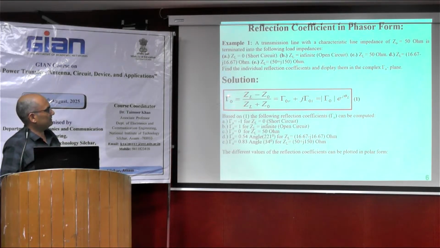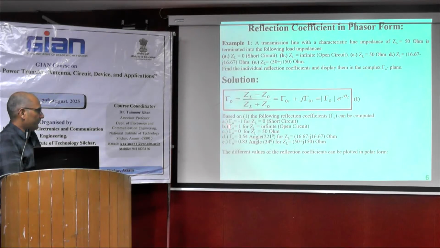Okay, then this is the formulation for calculating the reflection coefficient: you put these values in to find five different values of reflection coefficient. Five different representations of these impedances in terms of five different values of reflection coefficient. Gamma naught equal to -1 for ZL equal to 0. Gamma naught equal to 1 for ZL equal to infinite. Then gamma naught equal to 0 for ZL equal to 50 ohm.